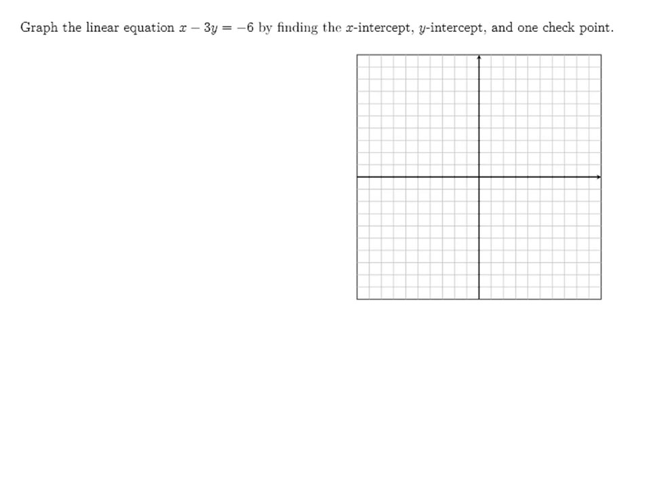Now it's your turn to graph a linear equation by finding the x-intercept, y-intercept, and one checkpoint. Stop this video, take a moment to write out your answers to these problems in your lecture outline packet, and then turn the video back on to check your answers.